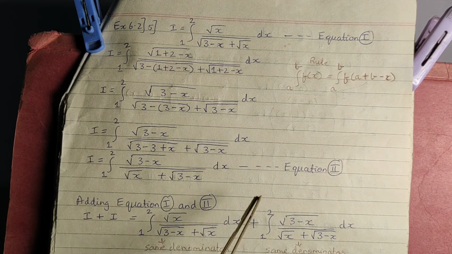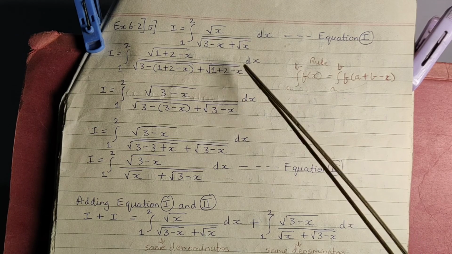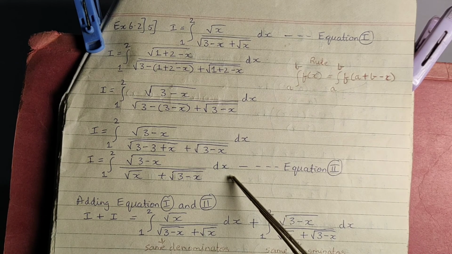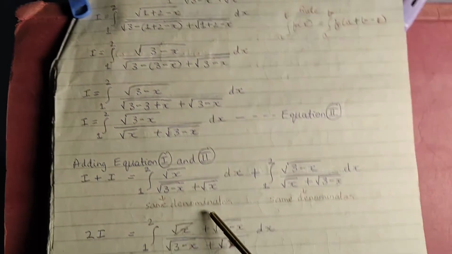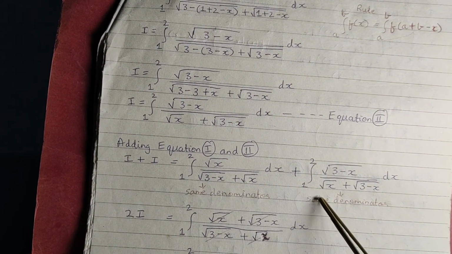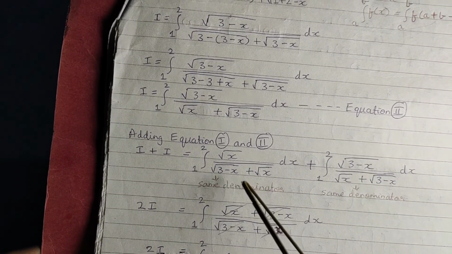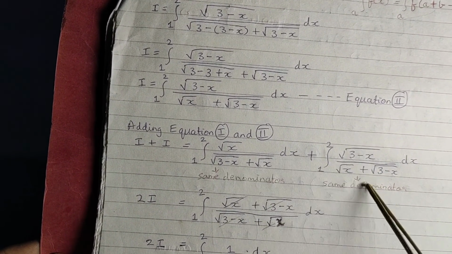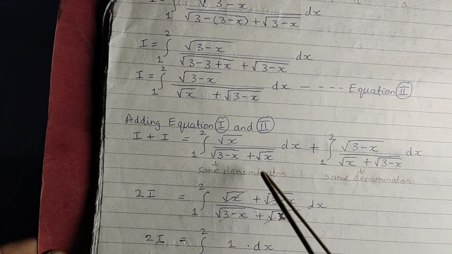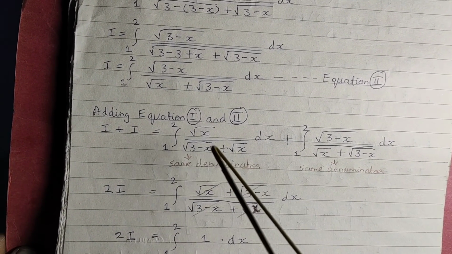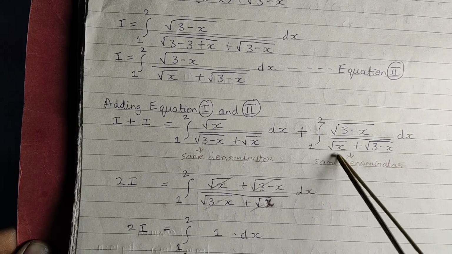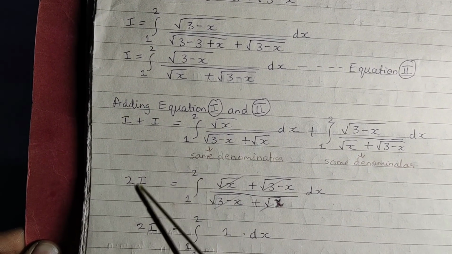You have to call this equation number 2, and then add these two equations. Equation number 1 is our question itself, and equation 2 is what we have got. We have to add these two. You can see their denominators are similar, since a plus b or b plus a is one and the same. Now since the denominators are similar, the numerators will get added.